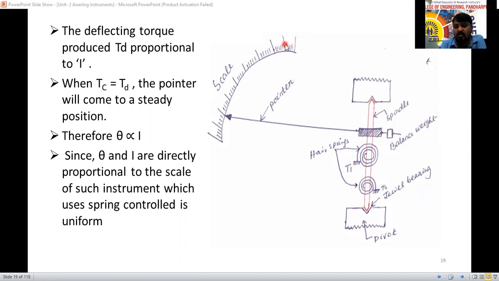Here, our aim is to concentrate only on the spring control. The controlling and deflecting torque we have to concentrate on. Once the spindle starts to rotate, the pointer will move from 0 to a non-zero value. Once after supplying the current, the pointer will move from 0 value to a non-zero value. Consider this as 0. Somewhere the pointer will move over there. Because of what? Because of the current I here.